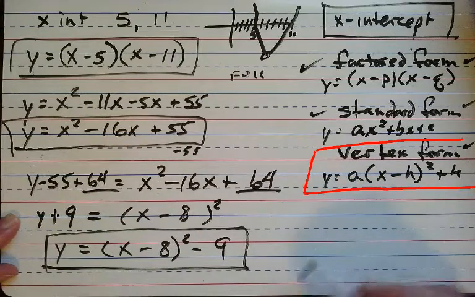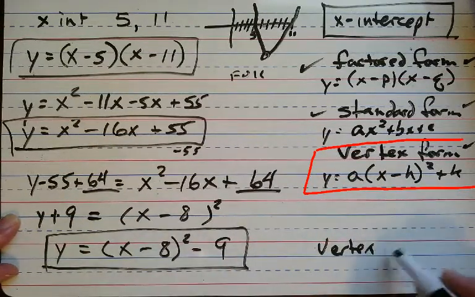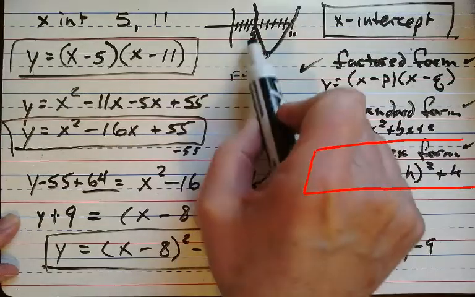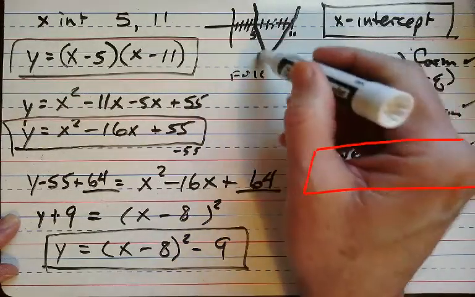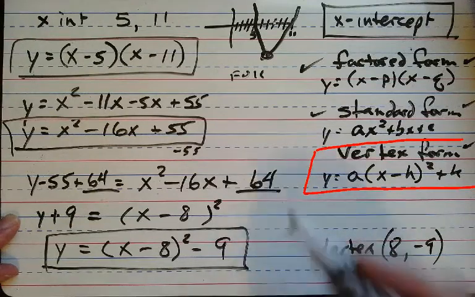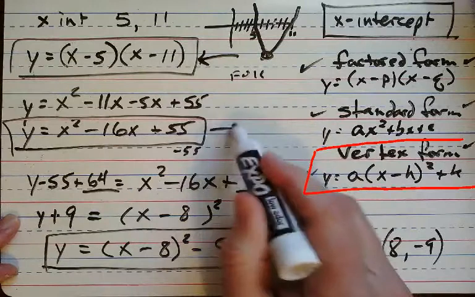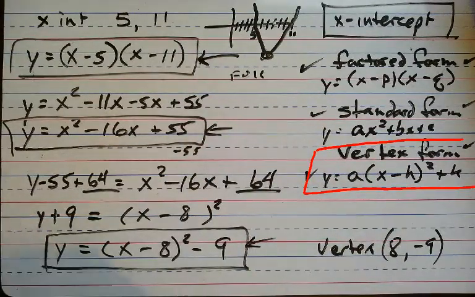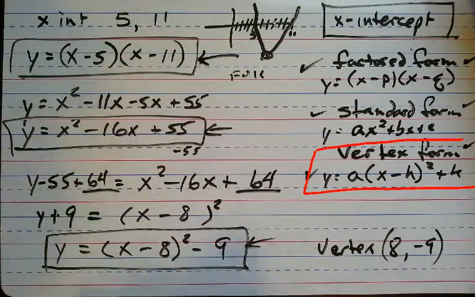So, where's the vertex? The vertex is at positive 8, negative 9. Does that make sense on our graph here? 5, 6, 7, 8. Yeah, I can believe that. Positive 8, negative 9. So, what are the three answers to the problem? The factored form, the standard form, and the vertex form. How about that? Let's do it again.